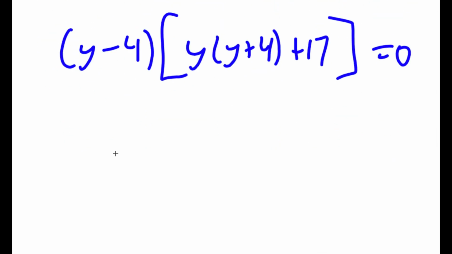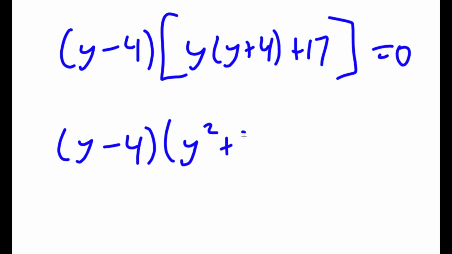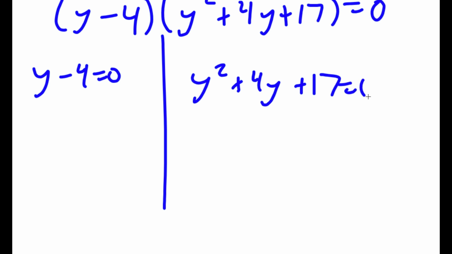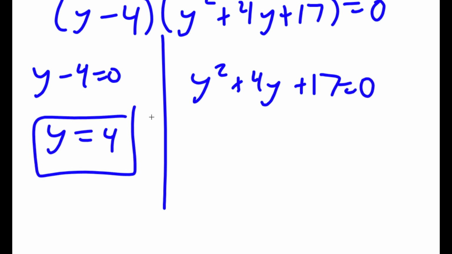And this is equal to (y minus 4) times (y squared plus 4y plus 17) is equal to 0. So now this gives me two equations. I get y minus 4 is equal to 0, and y squared plus 4y plus 17 is equal to 0. So for y minus 4 equals 0, y is obviously equal to 4, so I get one solution. And from y squared plus 4y plus 17 equals 0, you have to use the quadratic formula to solve this.